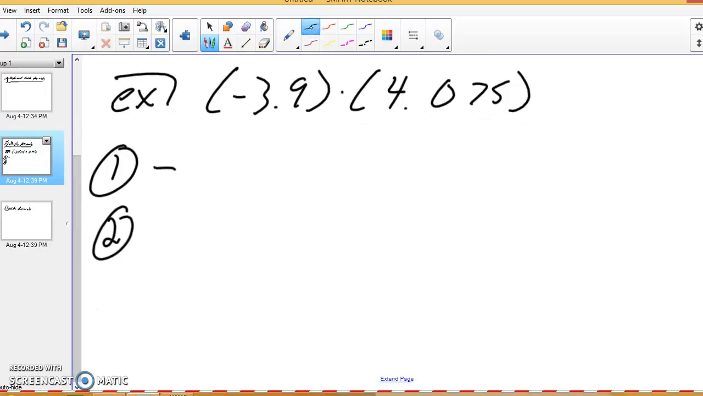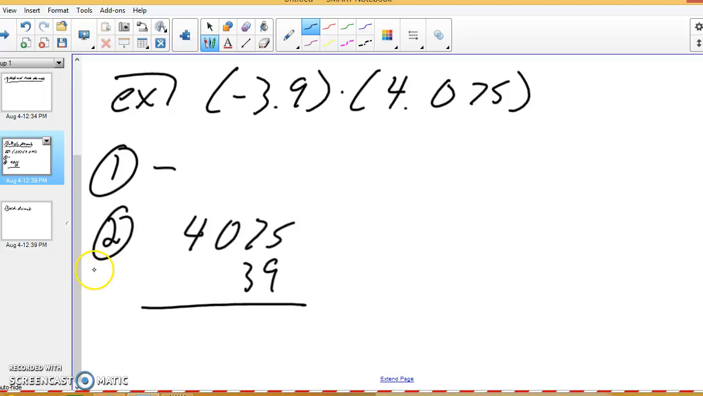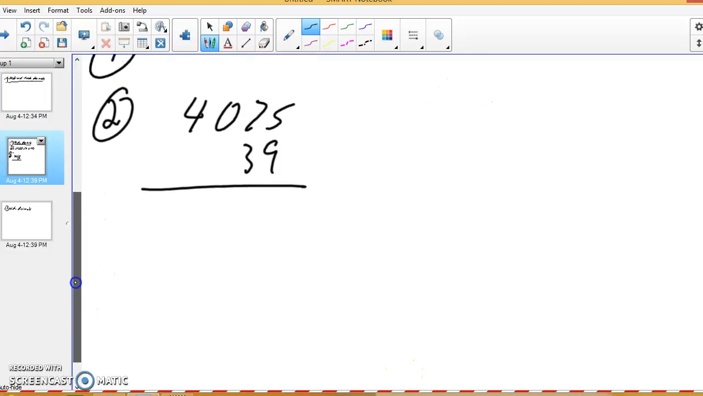Now, I like to put the longer number on the top, so in this case it would be 4075, because we're ignoring the decimal point, and then 39, ignoring the decimal point again. And now it's just your regular multiplication algorithm. 9 times 5 is 45, 9 times 7 is 63, plus 4 is 67, 9 times 0 is 0, plus 6, 9 times 4 is 36. Then you put 0 at the bottom.